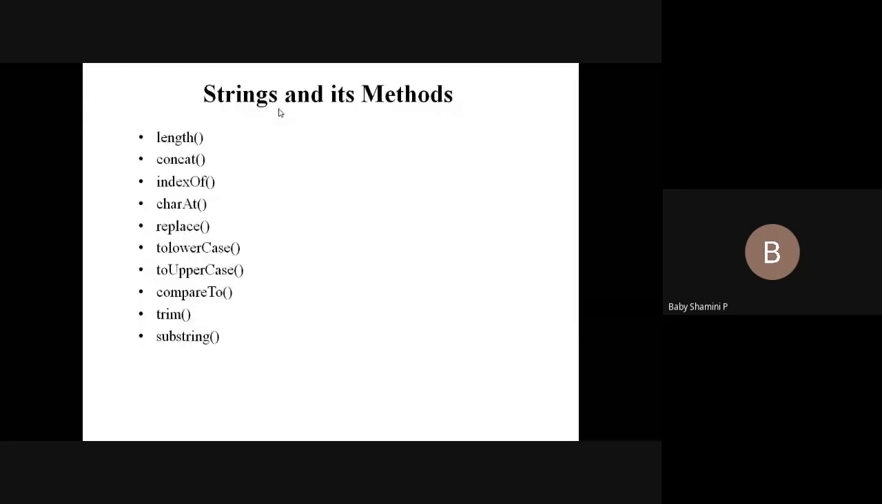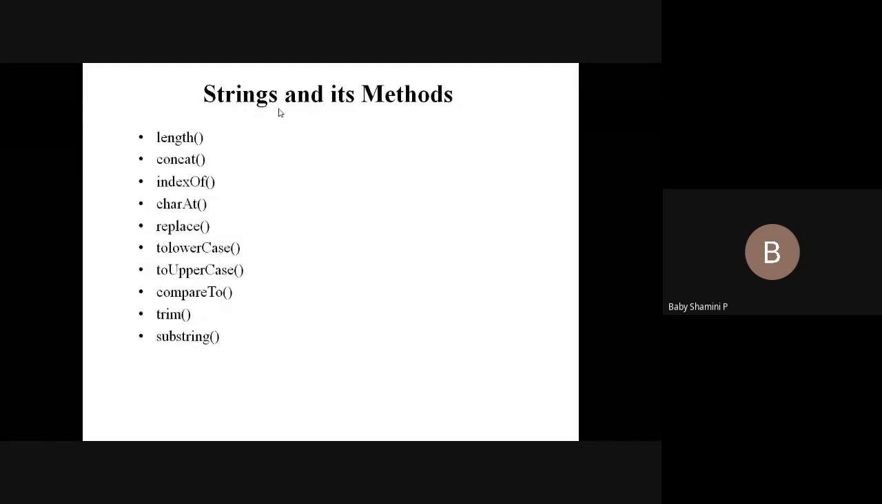So first one, length. We all know what length is. Length will display the number of elements present in a particular string. And concatenation: if you want to perform a concatenation operation on two strings, we can perform it. Through demonstration, I will show this implementation.